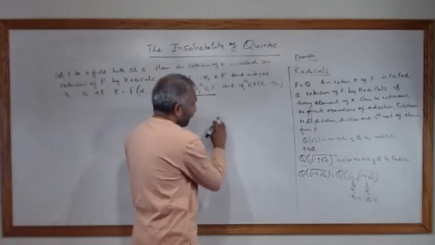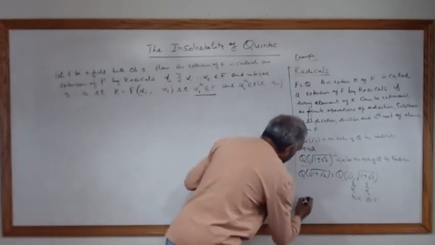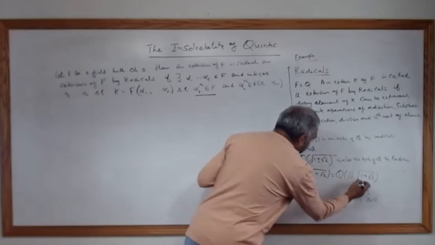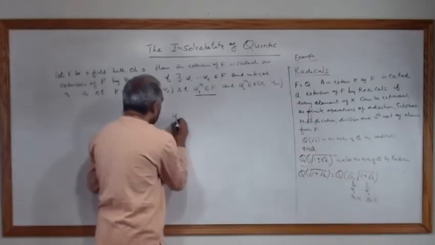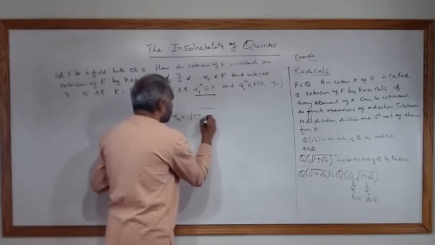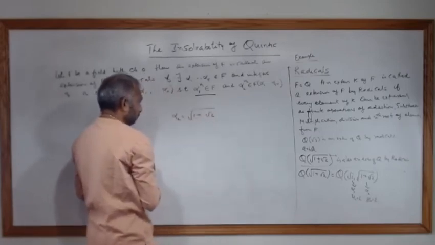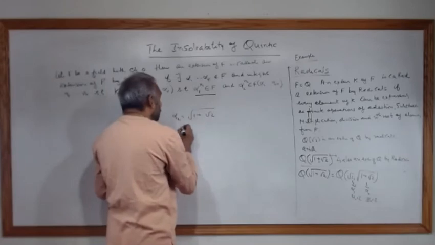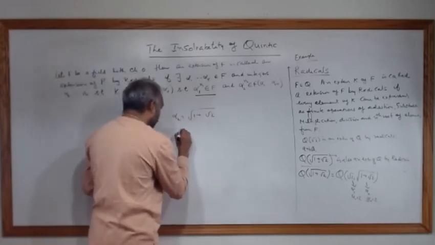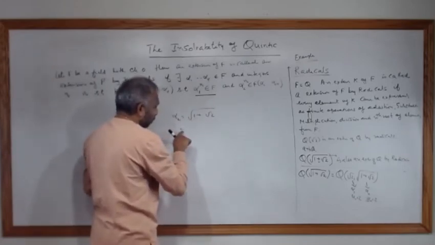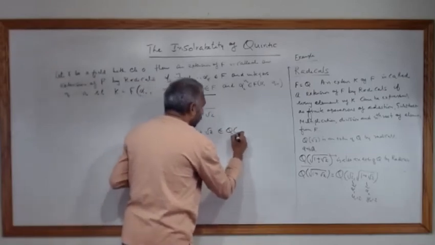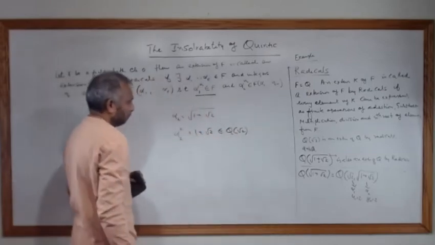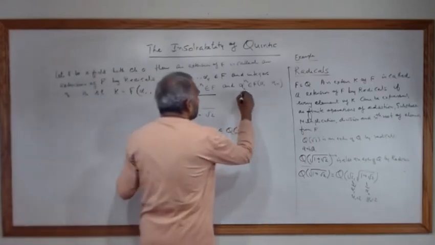Then we need to show that alpha 2 belongs to this. Alpha 2 is equal to root of 1 plus root 2. So this actually, alpha 2 square, because n2 is 2, is equal to 1 plus root 2, and that belongs to Q of root 2. And that is what this one is.